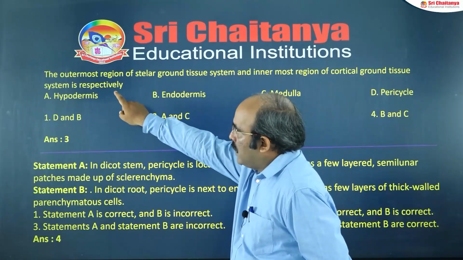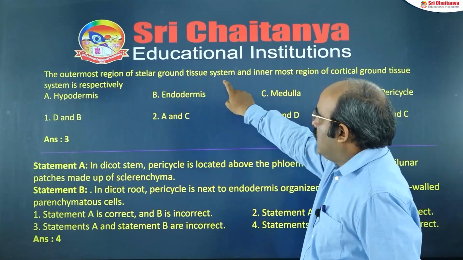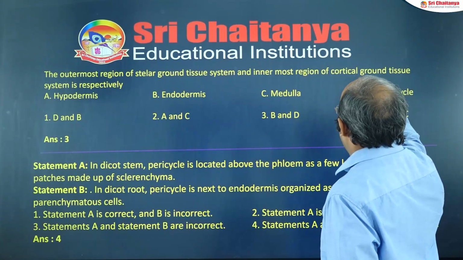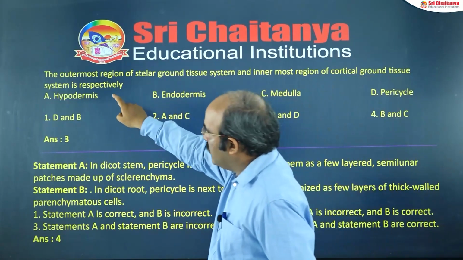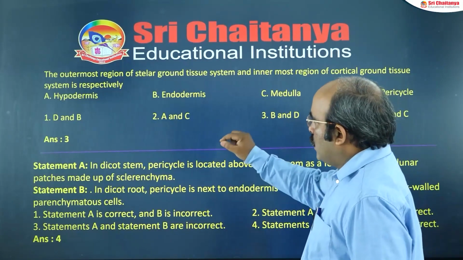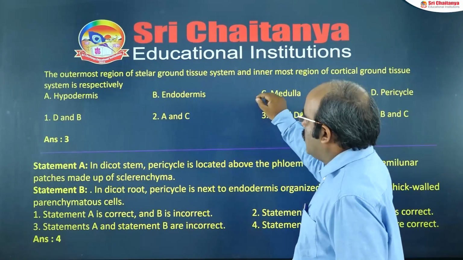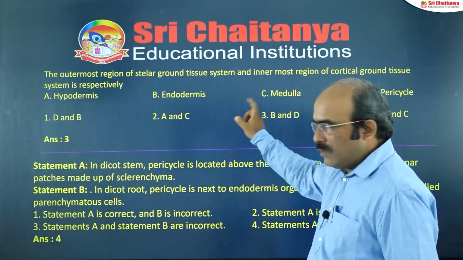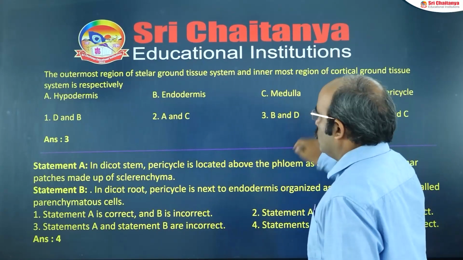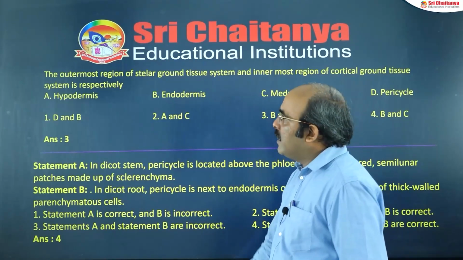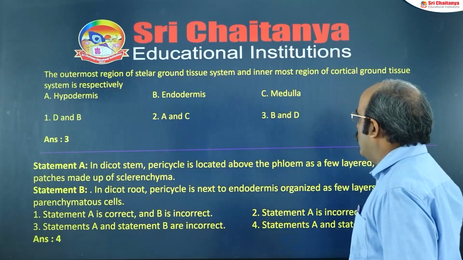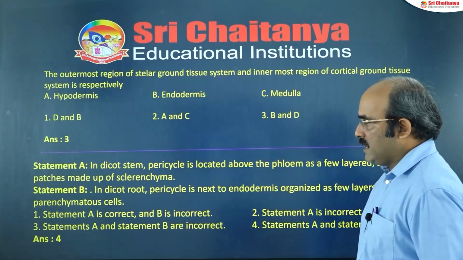Now the next one is the outermost region of the stellar ground tissue system and the innermost region of the cortical ground tissue system is respectively. So outermost region of the stellar ground tissue system you have to choose from the given options, and also the innermost region of the cortical ground tissue system. The options are, first one is hypodermis, second one is endodermis, third one is medulla, fourth one is pericycle.